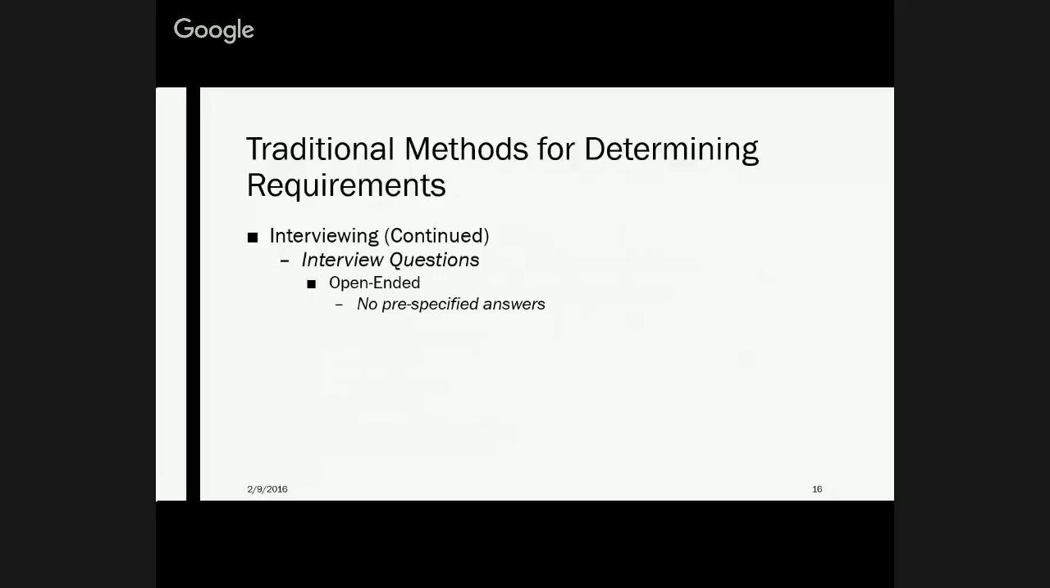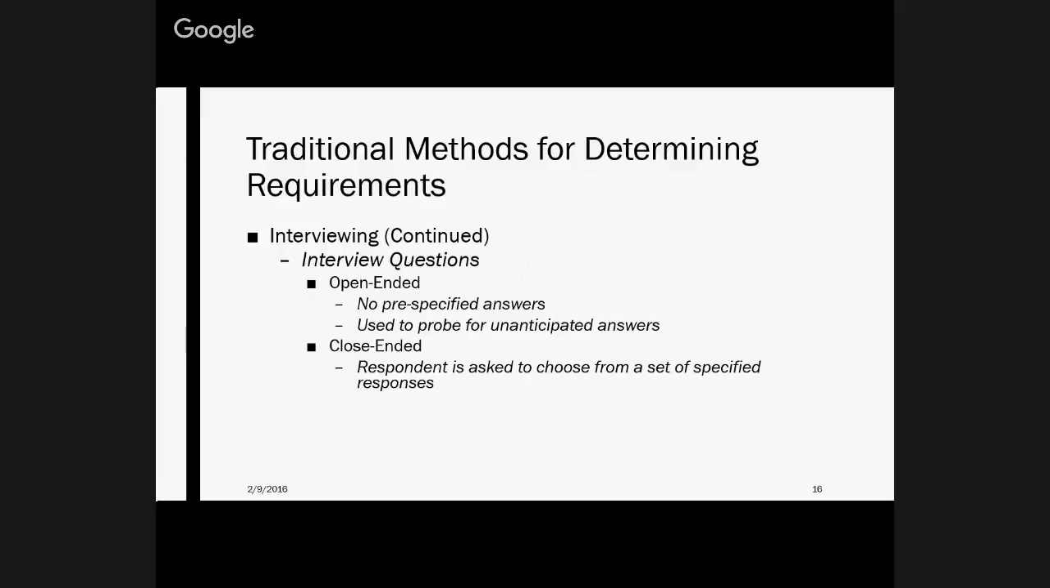So no pre-specified answers. That's the yes or no. You're not asking multiple choice questions. You're trying to be open-ended. So this is used to probe for unanticipated answers. So if during an open-ended question they come up with something you never had thought about, you can kind of delve deeper into that. You're not going to get those with the close-ended question.